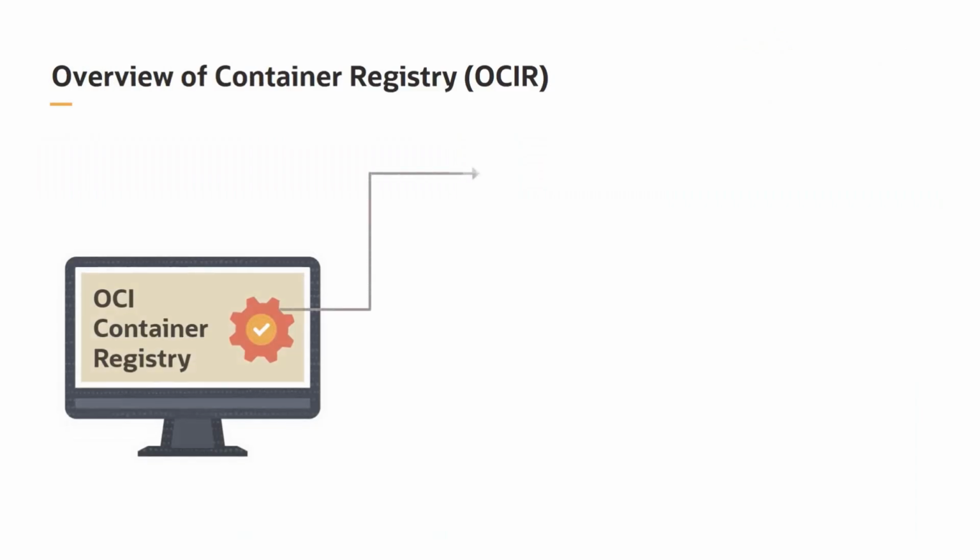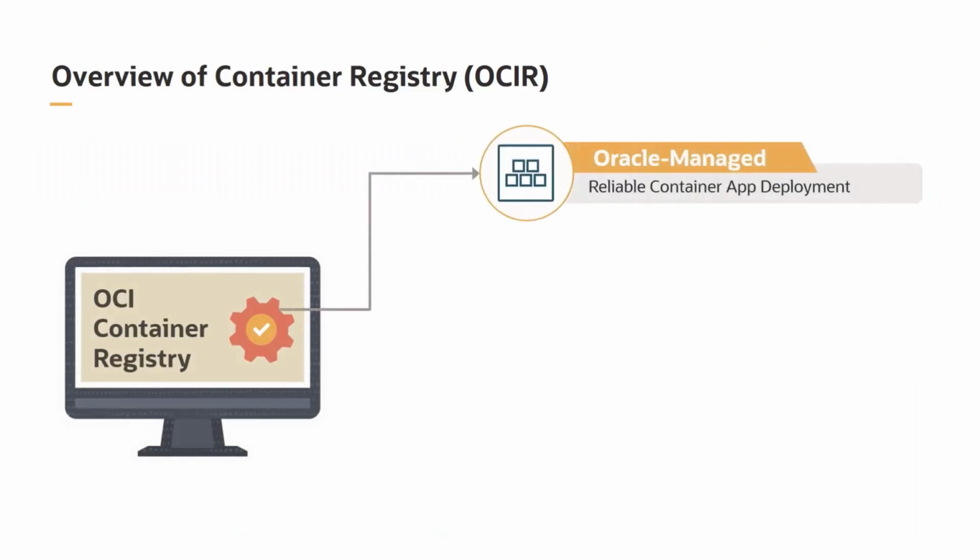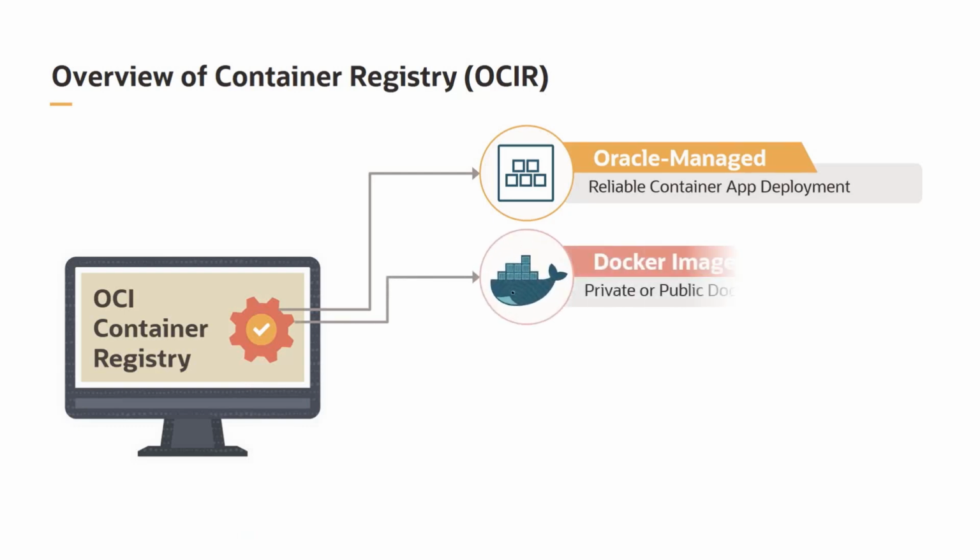So OCIR is an Oracle managed registry that simplifies the development production workflow. Container registry makes it easy to store, share, and manage Docker images, and the highly available and scalable architecture of OCI ensures that containerized applications can be readily deployed. You can use container registry as a private Docker registry for internal use. However, it can also be used as a public registry, enabling any user with internet access and permissions and knowledge of the appropriate URL to pull images from your public repository.